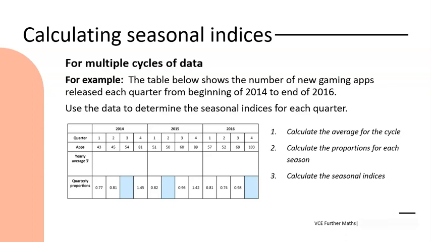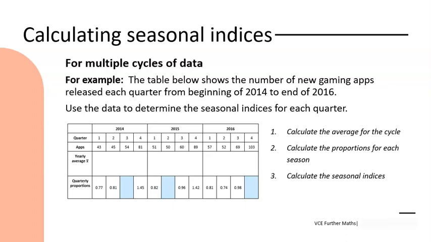So in this case, we're going to repeat those first 2 steps for 2014, 2015, and 2016. And then finally, we're going to take the values, those quarterly proportions, for each of the first quarters and average them. Do the same with the second, the third, and the fourth. So we'll run through all of that.